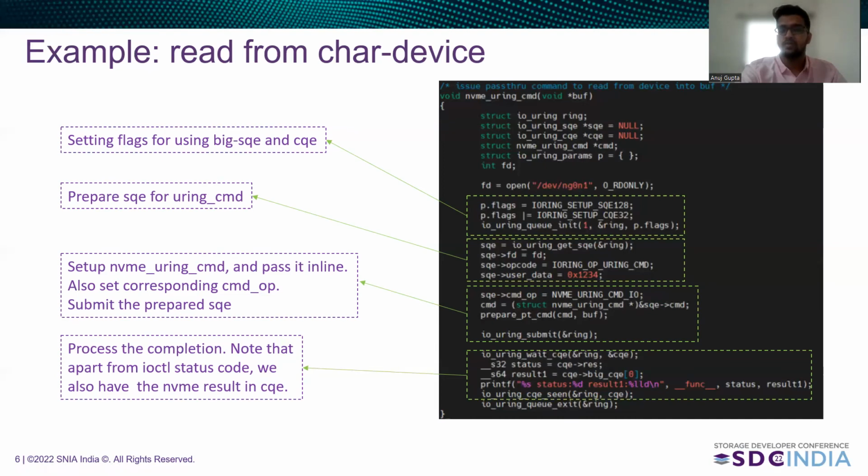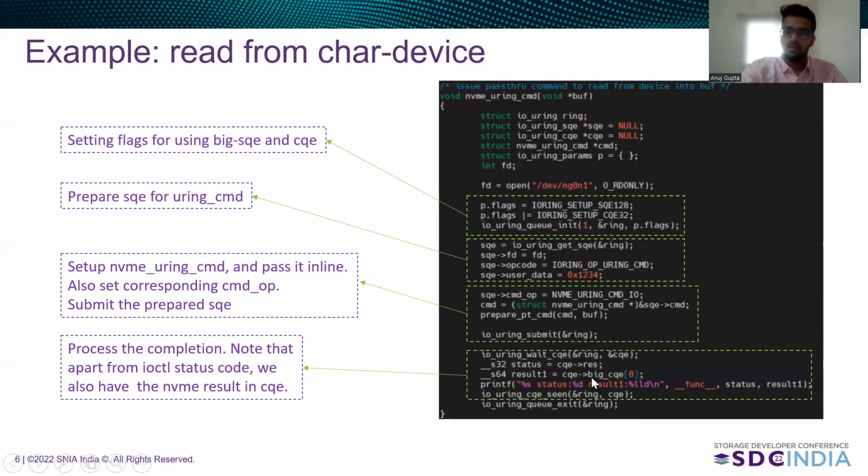So the application will want to submit this SQE to the kernel, and to do that, it will make use of the io_uring_submit API. Now, after some time, when the operation is completed, the application would want to fetch the completion queue entry from the completion ring, and it will make use of the io_uring_wait_cqe API to do the same. The application will process the IO status and the NVMe result. So the IO status will be represented by the result field in the CQE, and the NVMe result will be represented by the big CQE field in the CQE.